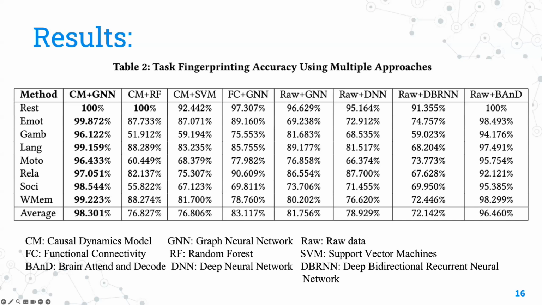The result, as shown in the table, clearly highlights that the causal modeling and GNN method achieves the highest accuracy, with an average accuracy of over 98% across all tasks. This demonstrates the effectiveness of using causal fingerprints combined with a graph neural network for task identification.